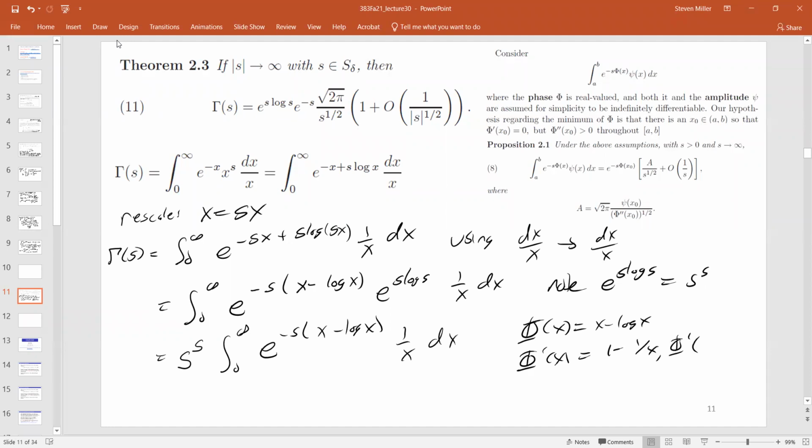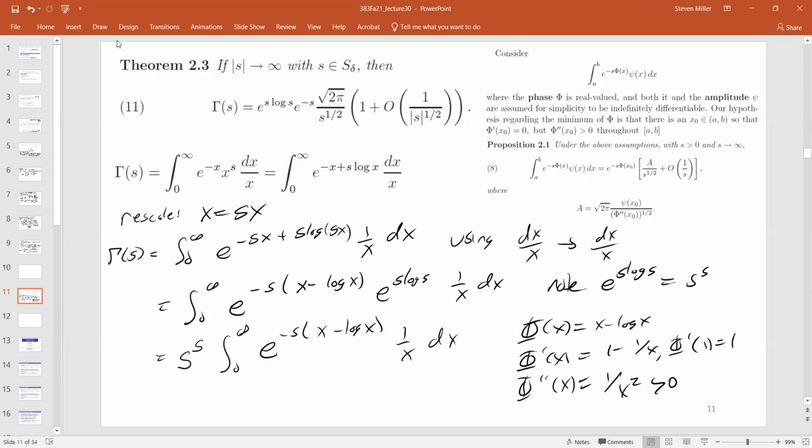Phi prime at what point is going to be 0? 1. And thank you for using that figure. What's phi double prime of x? 1 over x squared, which is always greater than 0 in our region. Yay, conditions are met. Right?